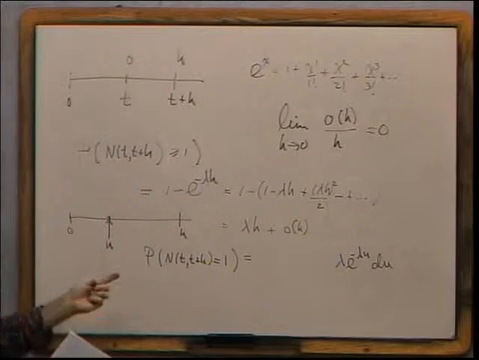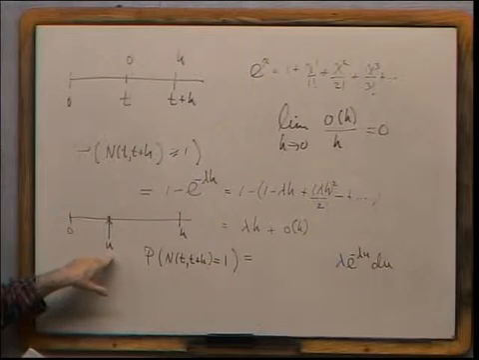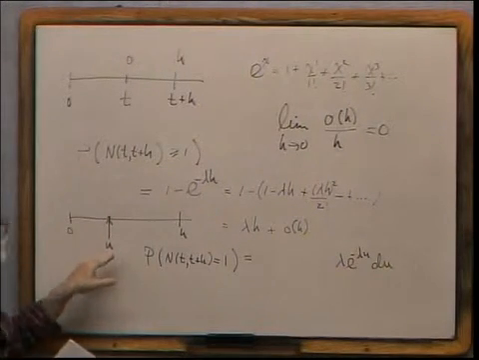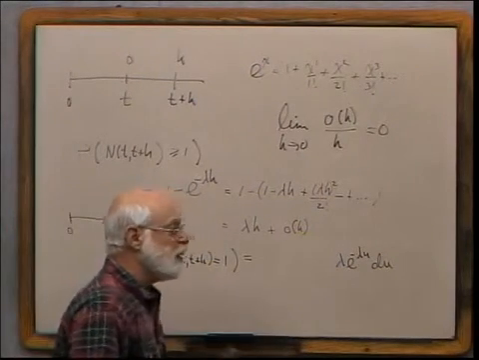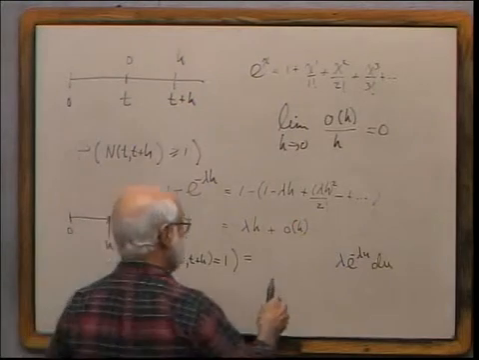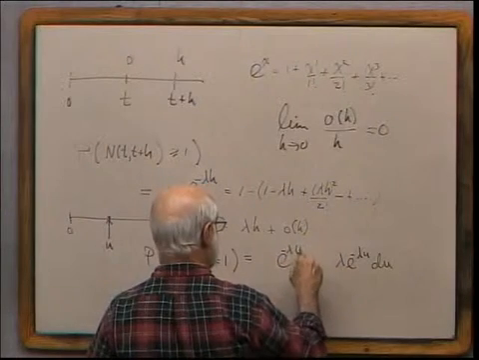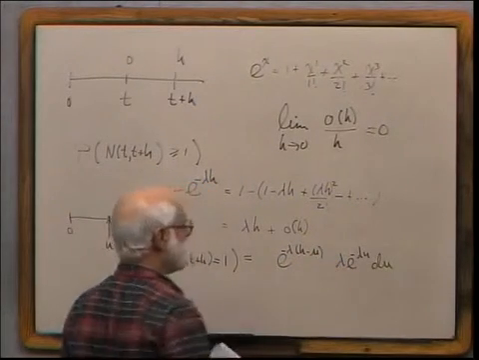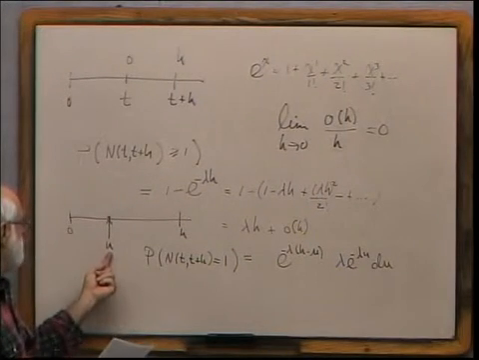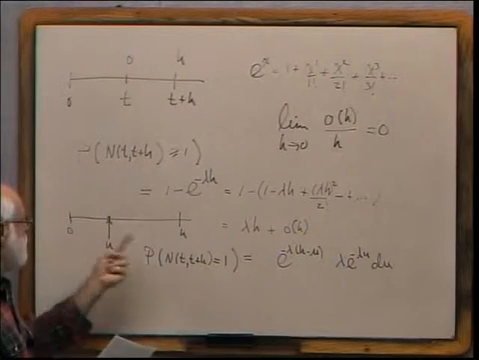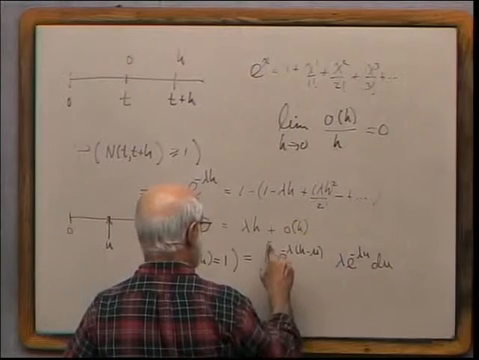Now, since I have to have exactly one arrival between 0 and h, and the first one occurs at u, that means that there must be no other arrivals between u and h. What's the probability of that? Well, if the times between arrivals are exponentially distributed, then the probability that there is no arrival in the interval of length h minus u is e to the minus lambda (h minus u). And now I have to add that up, or integrate, over all possible values as u ranges from 0 to h. That's the theorem of total probability. So this is the integral from 0 to h. And now I have to evaluate that integral.